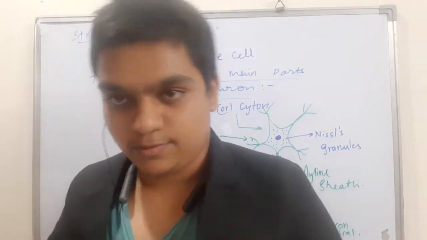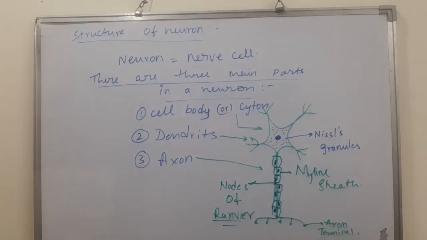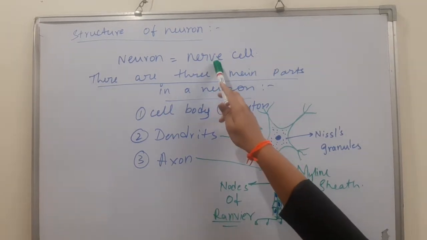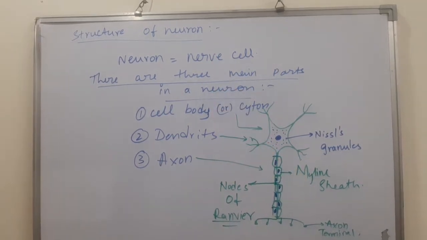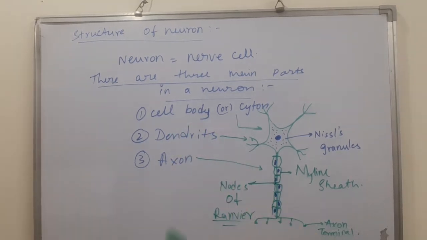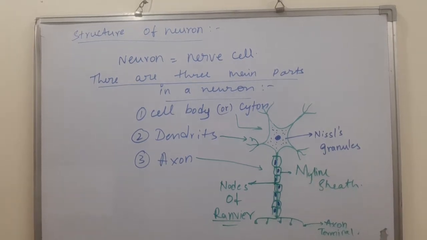As I said, we will be moving on to some basic terminology, please make a note. Pause the video, make a note of this. I am repeating it again. Please concentrate. There are three main parts in a neuron. What is a neuron? It is basically a nerve cell. These three main basic parts are your cell body or cyton. The second one is dendrites. These are branched structures which arise out from the cell body. And the third one is your axon. It is a long tube-like structure.